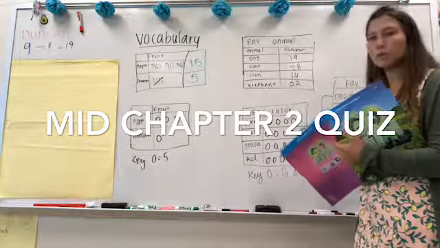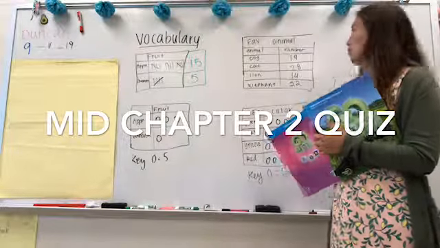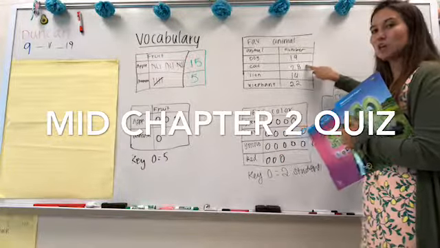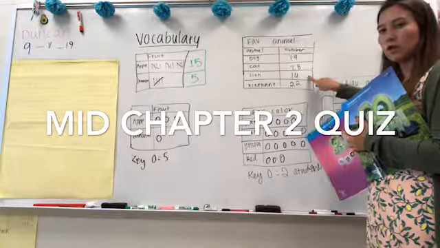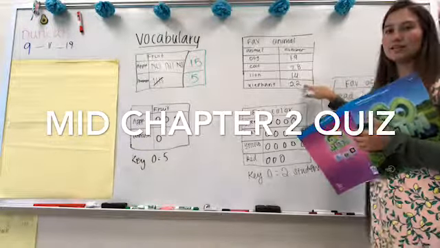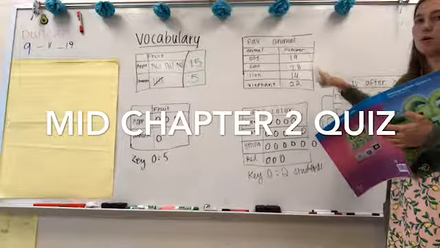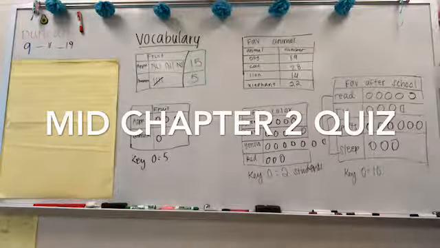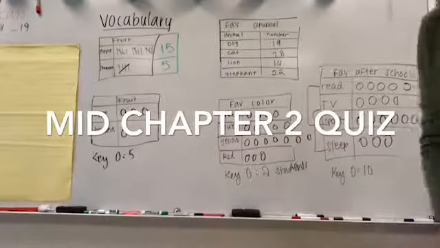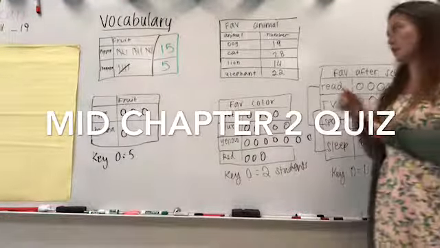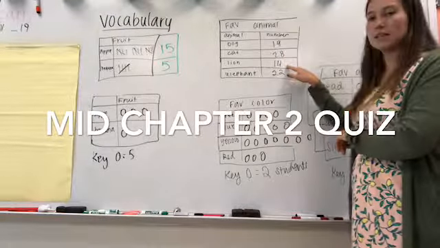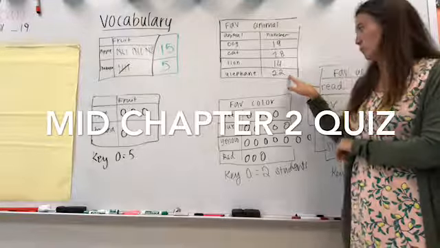I said, which animal got the most votes? We looked at my table. Dogs got 19, cats got 28, lions got 14, and elephants got 22. As a class, we decided that cats got the most votes. We know that cats got the most votes because 28 is greater than 19, it's greater than 14, and it's greater than 22.